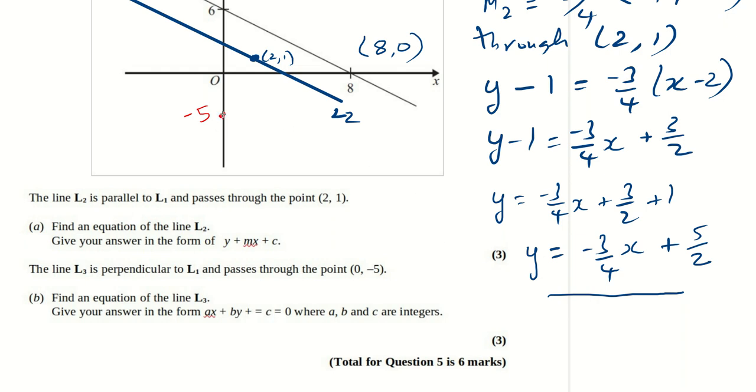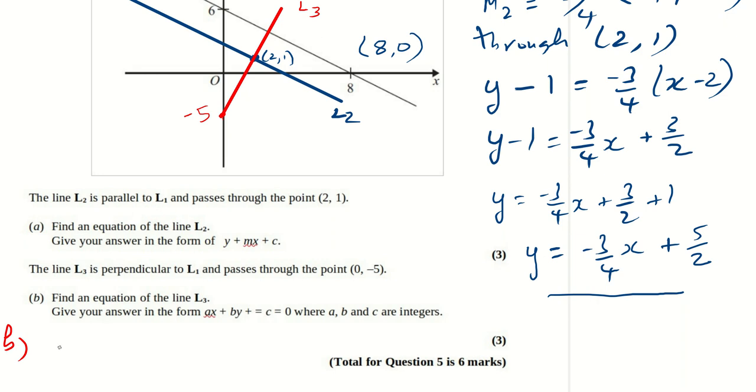The question doesn't ask us to sketch it, but if I try and sketch this on, it's going to go through. Interestingly, I don't know whether it's supposed to go through the point (2, 1), but it's going to look something like that, and that's the line L3, and we need the equation of L3.